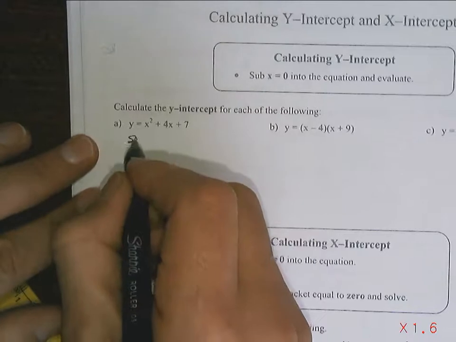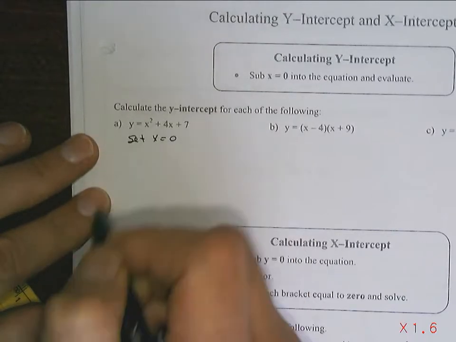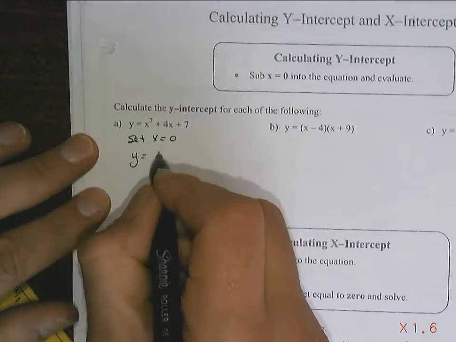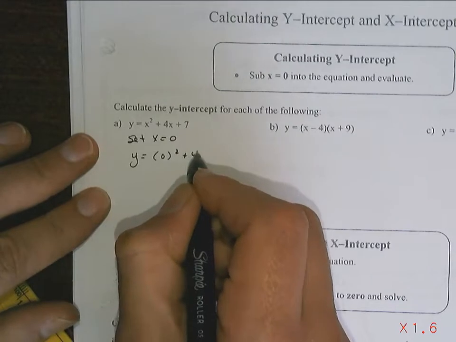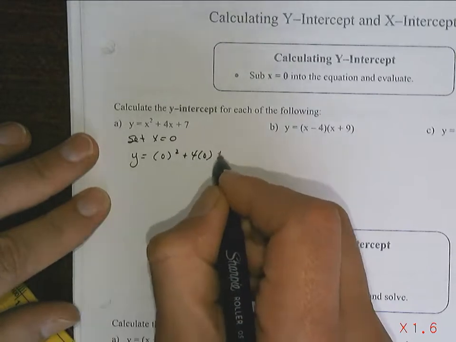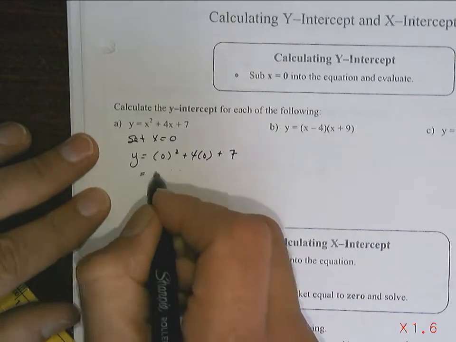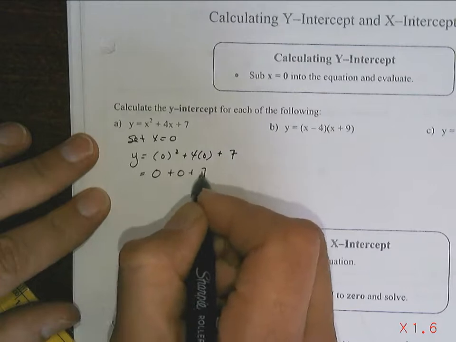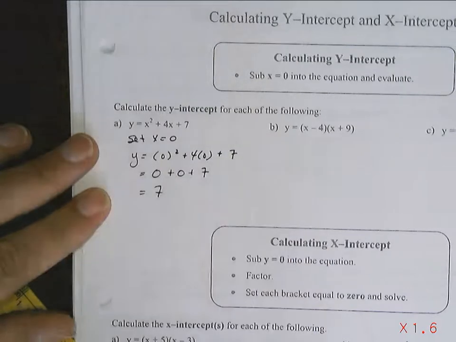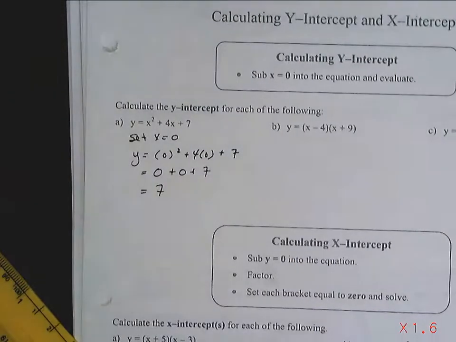We're going to set x equals 0, which means it's y equals 0 squared plus 4 times 0 plus 7, which is 0 plus 0 plus 7, which last time I looked was 7. And that's all it takes. I do want you to tell me the set part. Tell me what you're setting equal to 0, and then off you go.